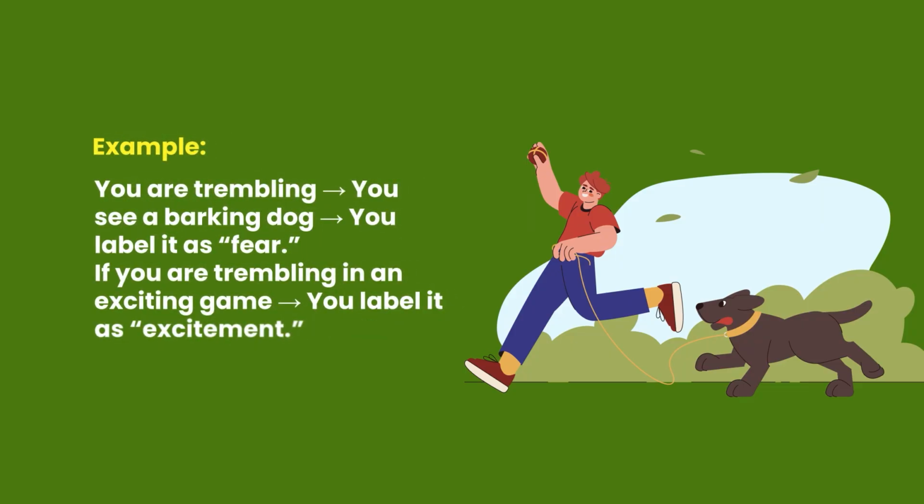When we experience physiological arousal, we label that arousal based on the situation, and we experience emotions. For example, if you are trembling and you see a barking dog, you label it as fear. If you are trembling in an exciting game, then you label it as excitement, not fear. The situations are different, though the physiological arousal was the same. Trembling was the physiological arousal, but you label it differently as per the situation. So in one condition you experience fear, in another excitement.